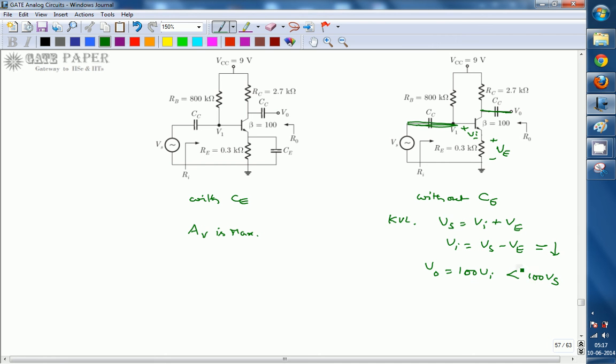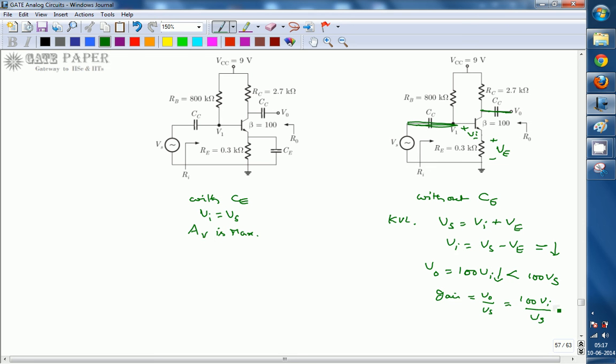Okay, that is with CE, whereas this is without CE. V0 is now going to reduce, and V0 reducing is nothing but the gain reducing. Gain is V0 divided by Vs, which implies 100 times Vi divided by Vs. Previously Vi was equal to Vs, so that you were getting AV as maximum, that is 100.